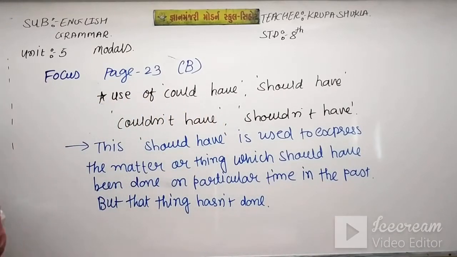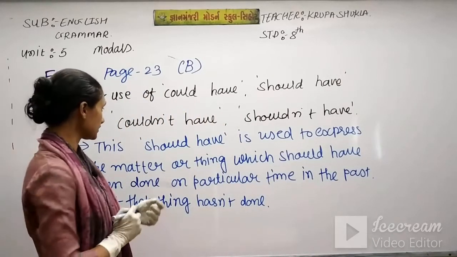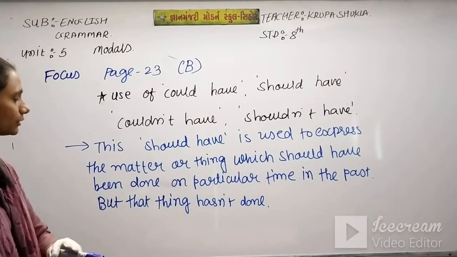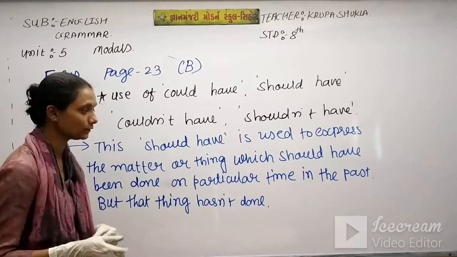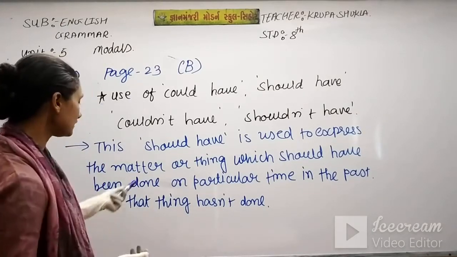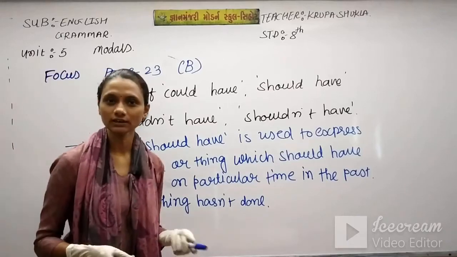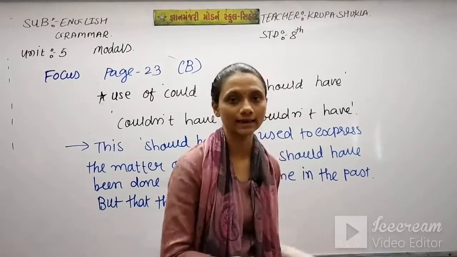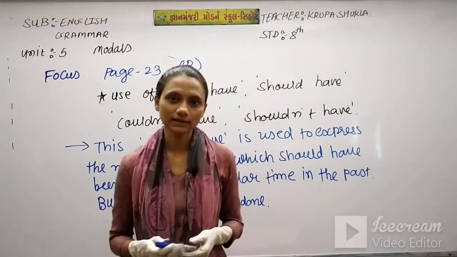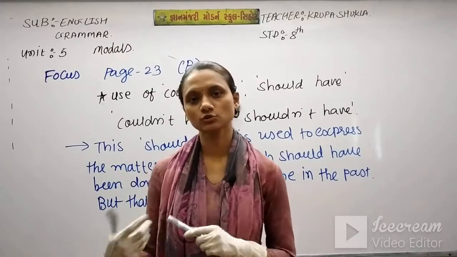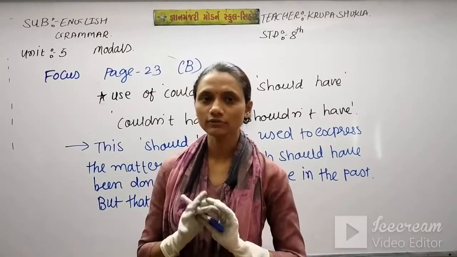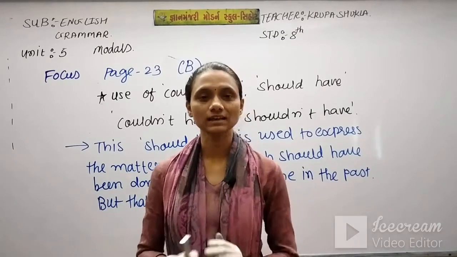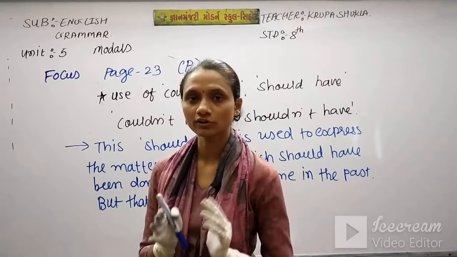So this kind of situations are described using should have or could have. See, this should have is used to express the matter or thing which should have been done on a particular time in the past, but that thing hasn't been done. Means incomplete activity, things, matter which should have been done on time, but that hasn't been completed. So that is described using should have and could have. Students, now you have a clear idea about should have, could have. Then I am giving you examples to clarify your idea more.